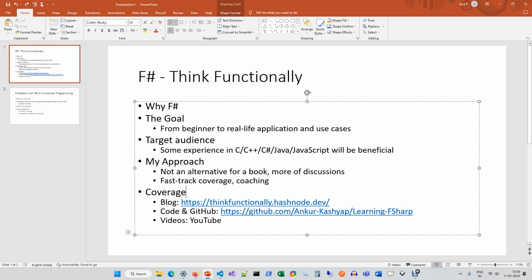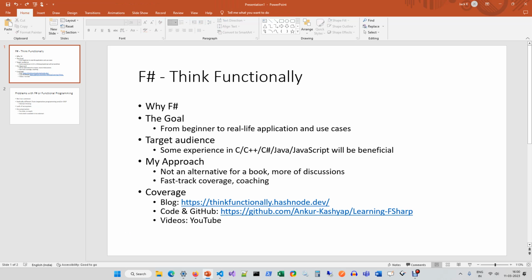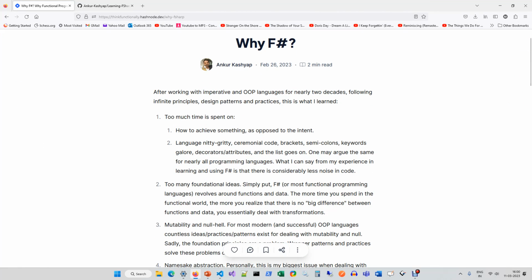For those of you who are already working on F#, you don't need much of an explanation why you should use F#. But for others who are in the world of application programming, say in the .NET world with C# or in the Java world, or in the JavaScript world, a big question always is, why F#? Or why functional programming? Because it's drastically different. So here I have put some thoughts on why F# and why I personally got tired of imperative programming and object-oriented programming.